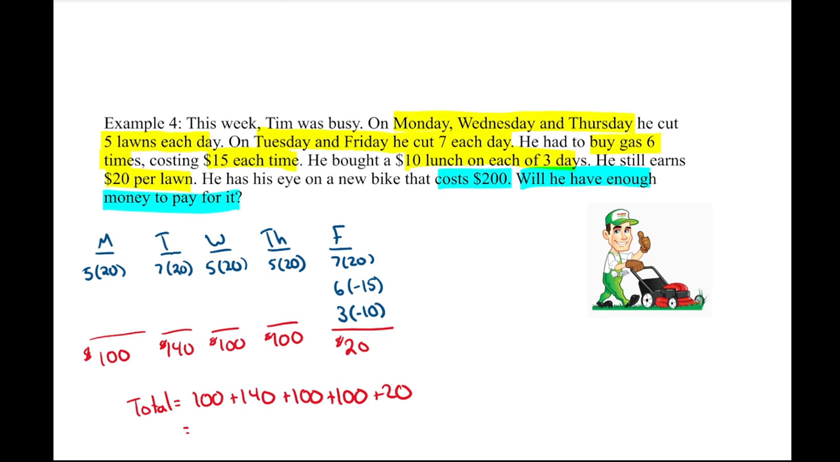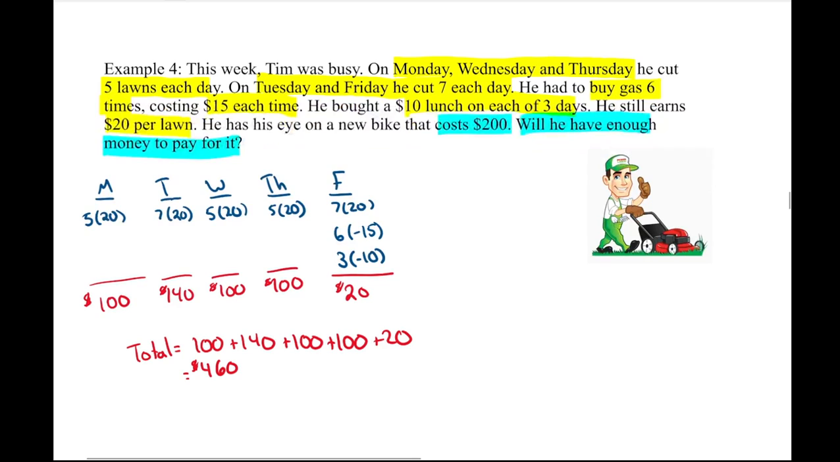So then in this case, in total, he had 100 plus 140 plus 100 plus 100 plus 20. So he had $460 in total. So he definitely has more than enough money for his bike.